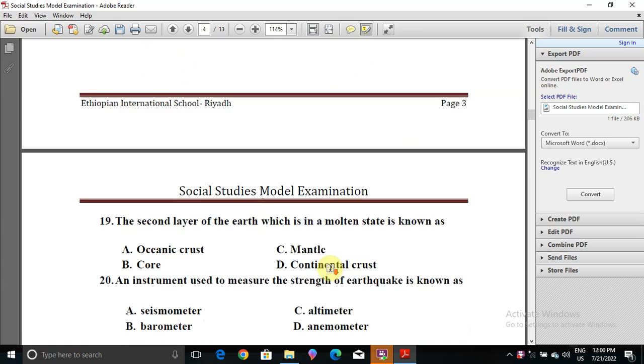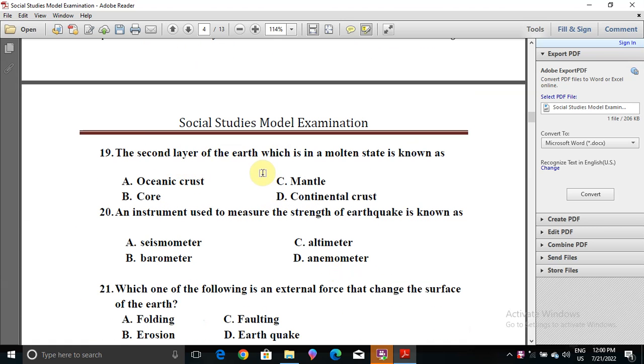Okay, now in question number 19, the second layer of the earth, which is in a molten state, is known as what? Oceanic crust, core, mantle, continental crust. The correct answer that says the second layer of the earth, which is in molten state, is known as mantle.